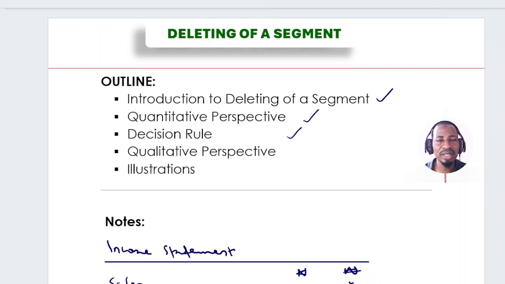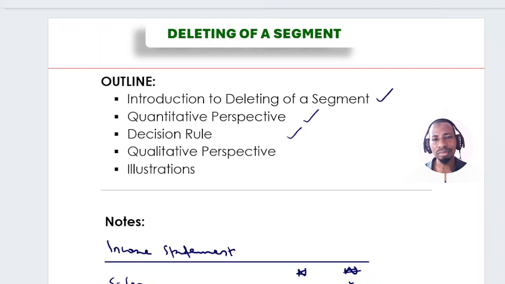Say for example, product A and B are jointly demanded, meaning that the two products must be used together. So if the company is not producing product A, it will affect the sales of product B. So this is what we are talking about. The company must consider the impact of the closure decision on the company's overall turnover, especially where the affected segment is jointly demanded with the company's other products.